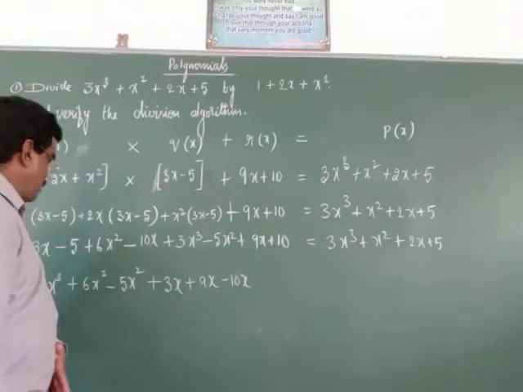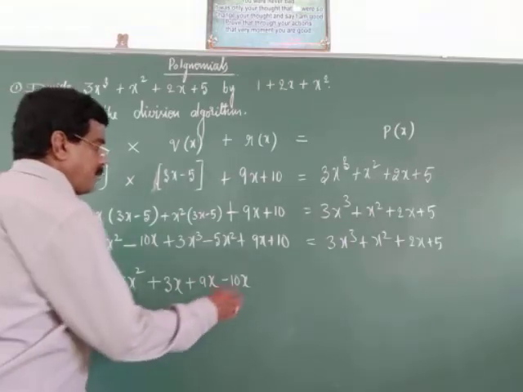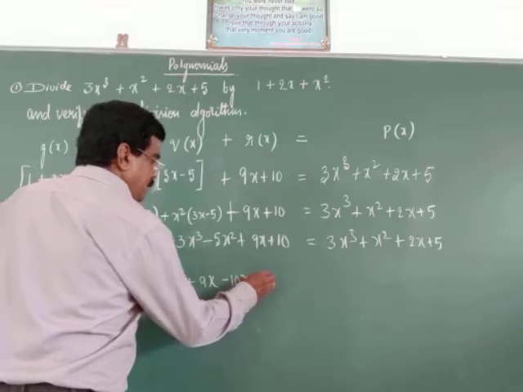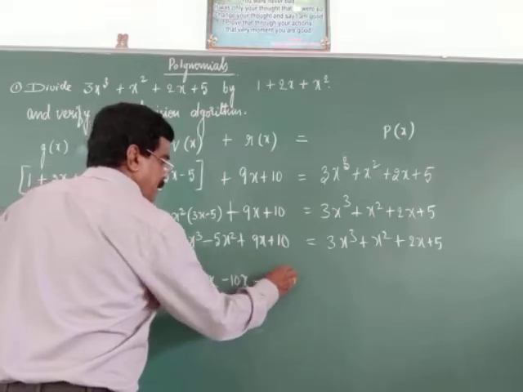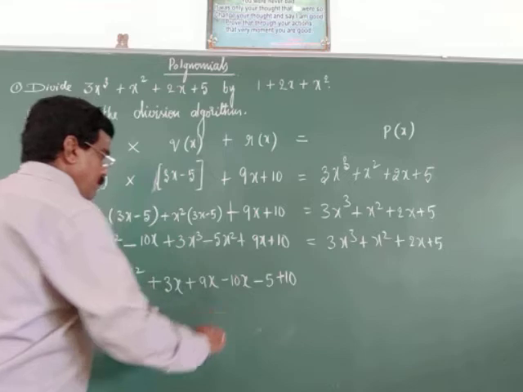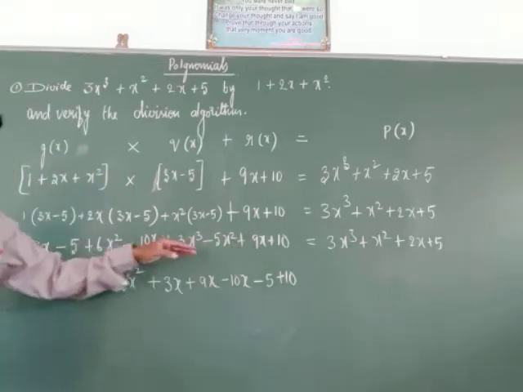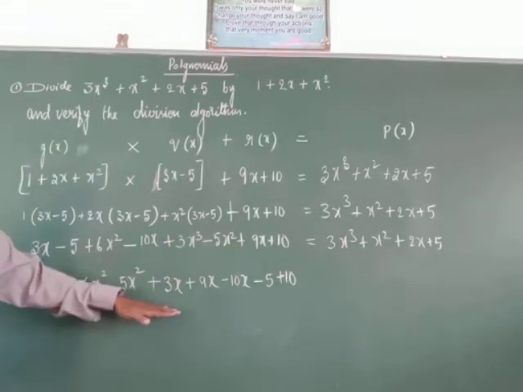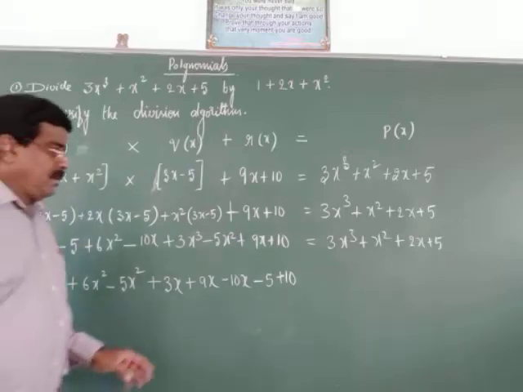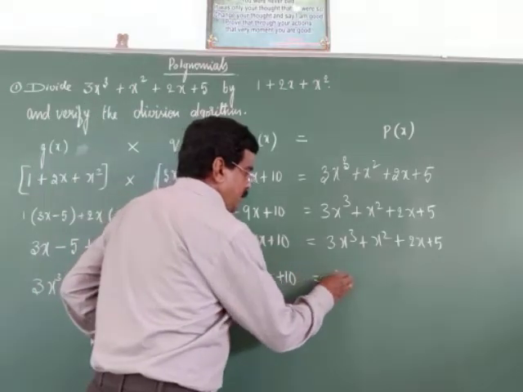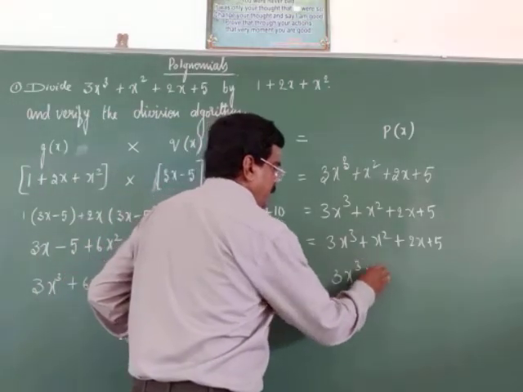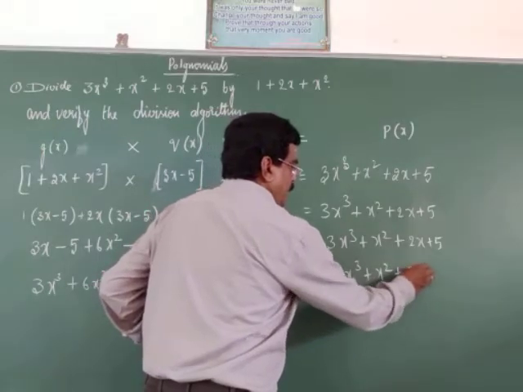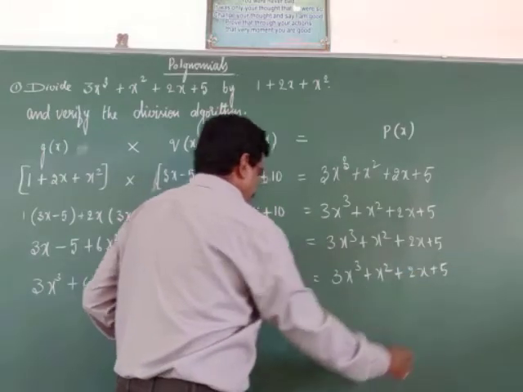Now constants. Constant means what? Here you have minus 5 and lastly you have plus 10 here. See children, be careful for proceeding from this step to this step. Just you have to group the like terms. This one just copying. That is 3x cube plus x square plus 2x plus 5.